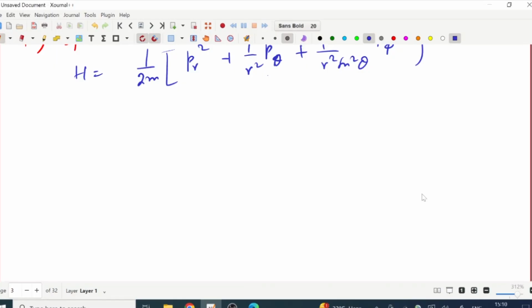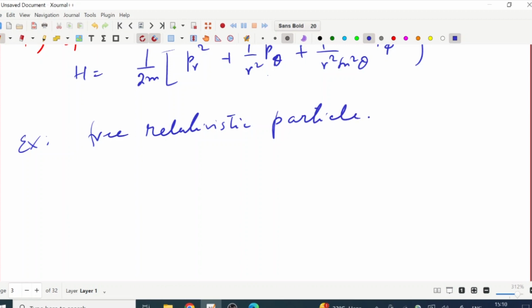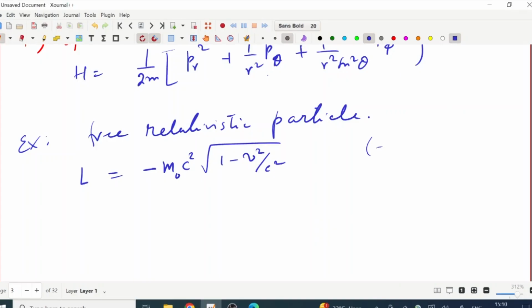So, for example, as I mentioned earlier about the Lagrangian, an example for a free relativistic particle. For a free relativistic particle, the Lagrangian is minus m0, the rest mass, times c square, c being the velocity of light, times the root of 1 minus v square by c square. So, if a free relativistic particle has a velocity v, then this is the Lagrangian, in one dimension. So, we are considering one dimension, so velocity in some particular direction. Now, what will be the Hamiltonian corresponding to this?